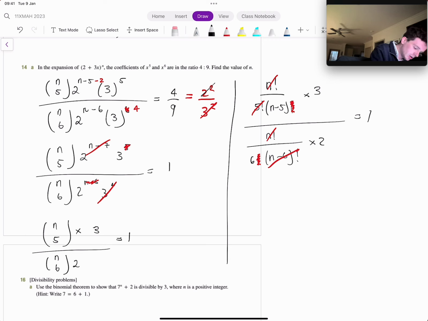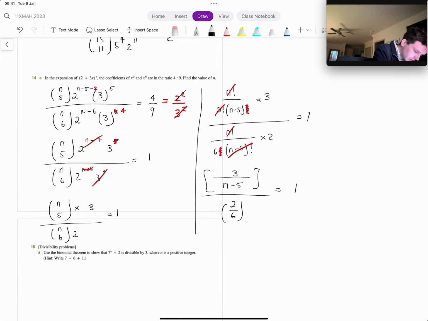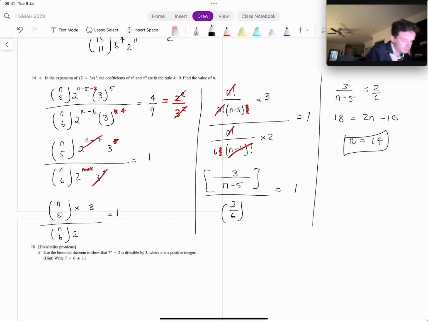So on the top, we've got 3 over n minus 5, and on the bottom, we're left with 2 on 6, and that's equal to 1. Multiplying the 2 on 6, we get 3 on n minus 5 is equal to 2 on 6. Cross multiplying, we get 18 is equal to 2n minus 10. And solving, we get n is equal to 28 divided by 2, which is 14. Lovely.